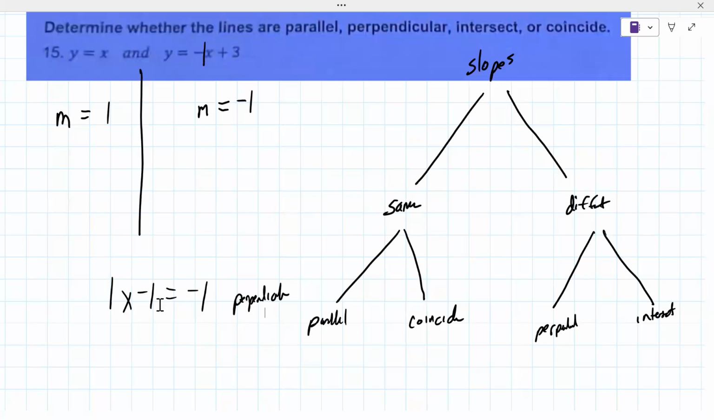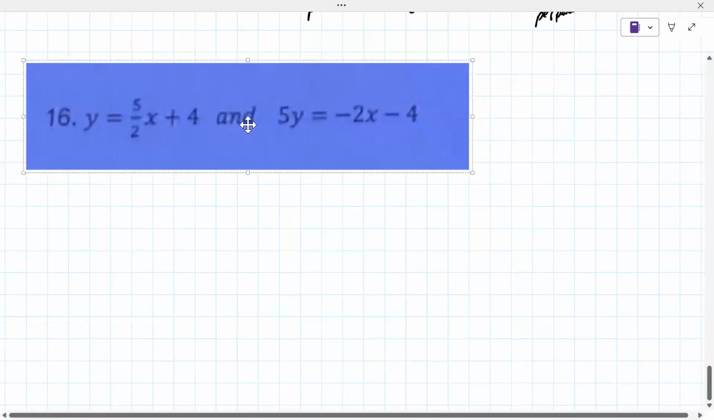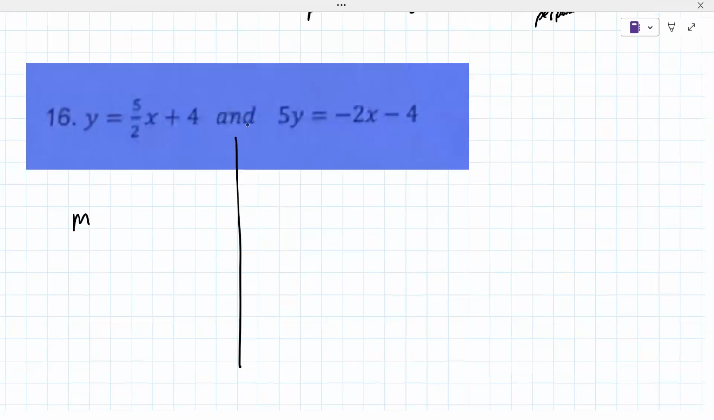Any questions on that? No. Okay, let's look at 16. Give me the slope of the line on the left, please. 5/2. 5/2, good.